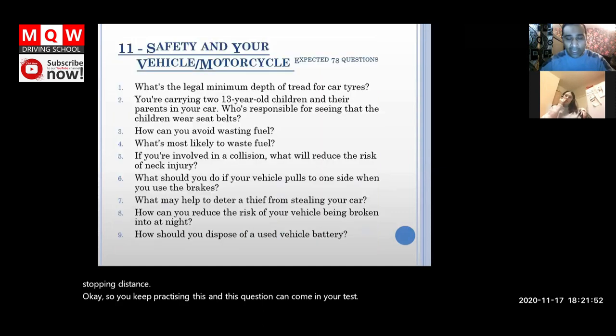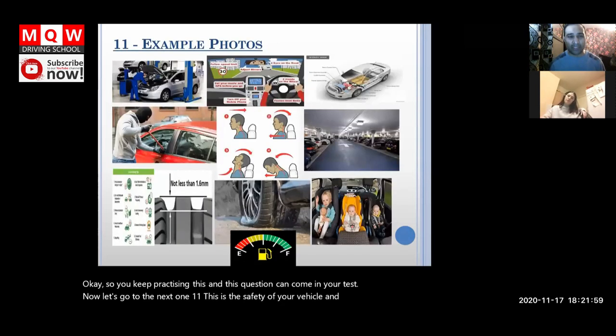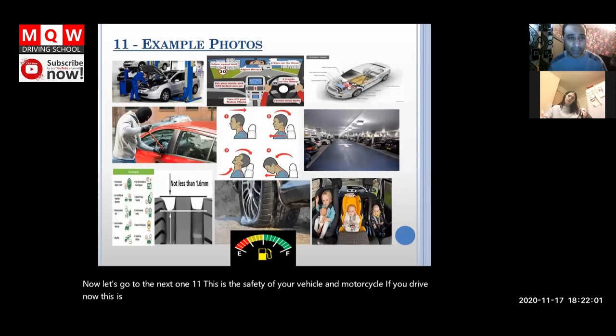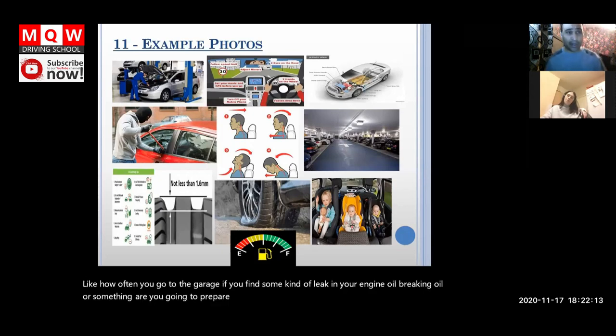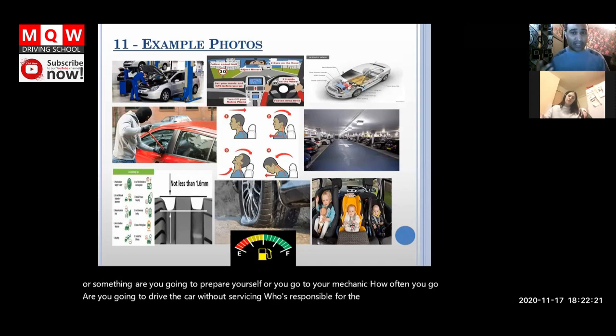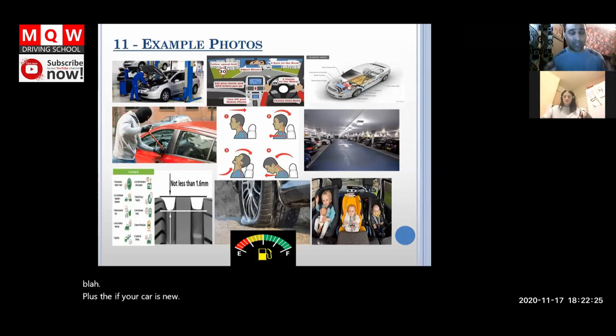Now let's go to the next one. Number 11, this is the safety of your vehicle and motorcycle if you drive. This is about maintenance of your car. Like how often you go to the garage, and if you find a leak in your engine oil, brake oil or something, are you going to repair it yourself or go to your mechanic? Are you going to drive the car without servicing? Who's responsible for the servicing? Plus, if your car is new, when is the first MOT you can do?